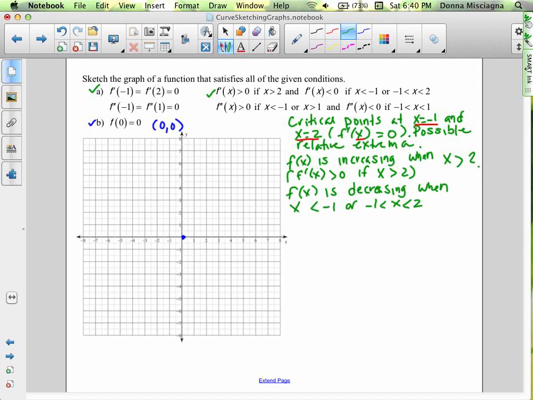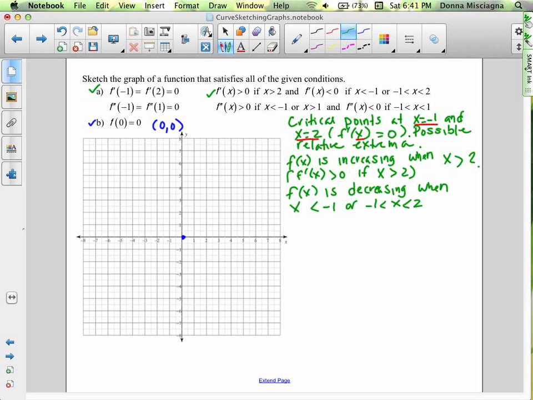All right, so notice that x equals -1 is in both sections, and it was a critical point. Notice that there's no change in what the function is doing. It's still decreasing. So could x equals -1 be a relative extrema? No, right? Because it keeps on decreasing.